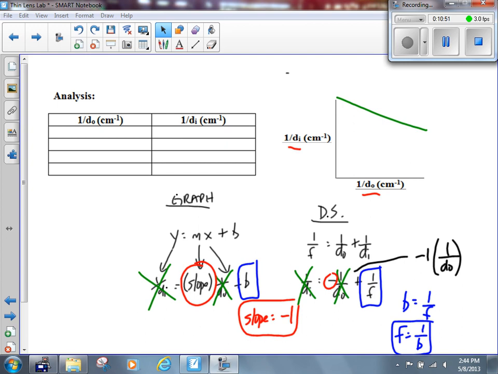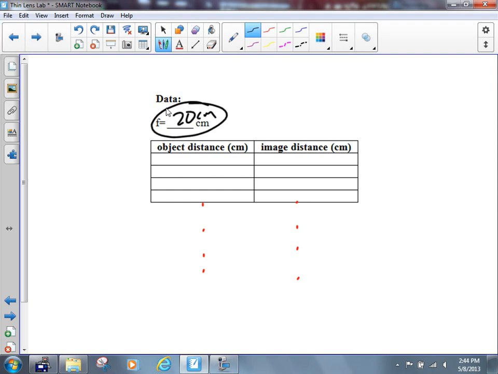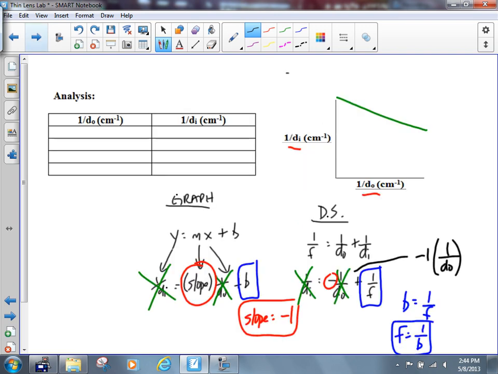Now, we've already got the focal length. We measured it right here. Your focal length was, what, 20 centimeters or whatever it worked out to be. That's what we're going to call our theoretical value. That's what the focal length should work out to be. This is what we're going to call our actual value. This is what we actually got for the focal length.